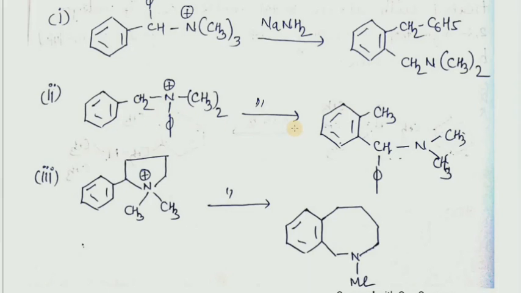During the second step, an intramolecular acid-base reaction takes place. The CS2 present here is more acidic as compared to the other hydrogens present on these two methyl groups. So a carbanion will get generated at this particular position, and we will get this product.